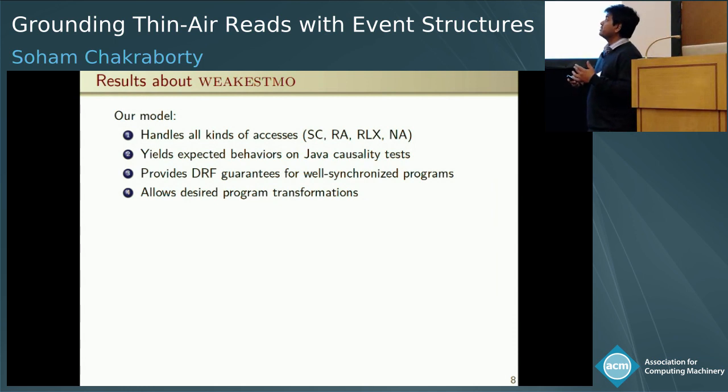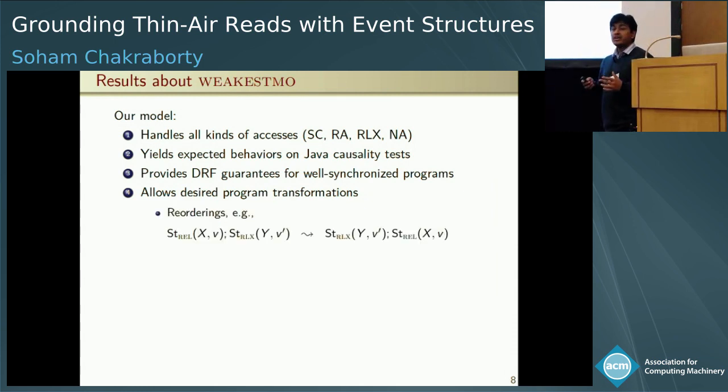Then we have seen that our model is weak enough to provide certain desired program transformations. For example, we allow the reordering of independent shared memory accesses. Here, for example, X and Y are independent locations, and there are two store operations. The first one is a release operation, and the second one is a relaxed operation. So our model allows us to reorder this relaxed operation before the release operation.